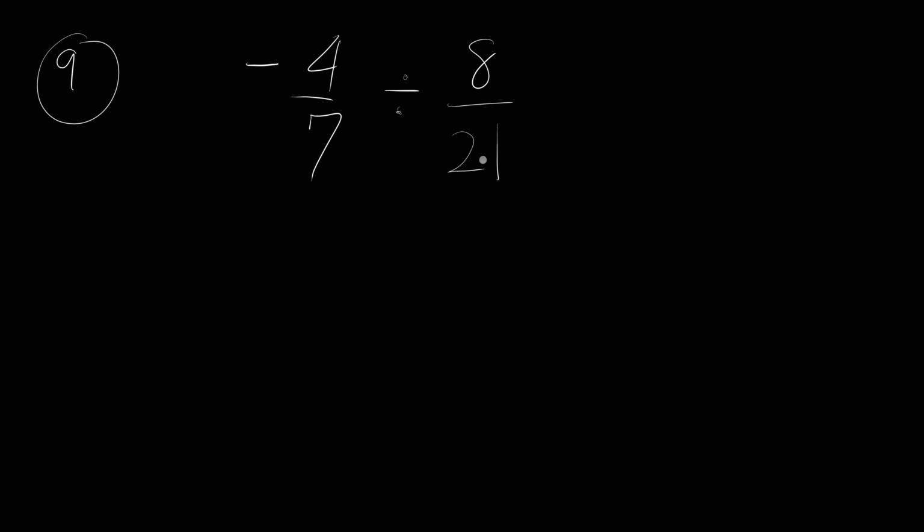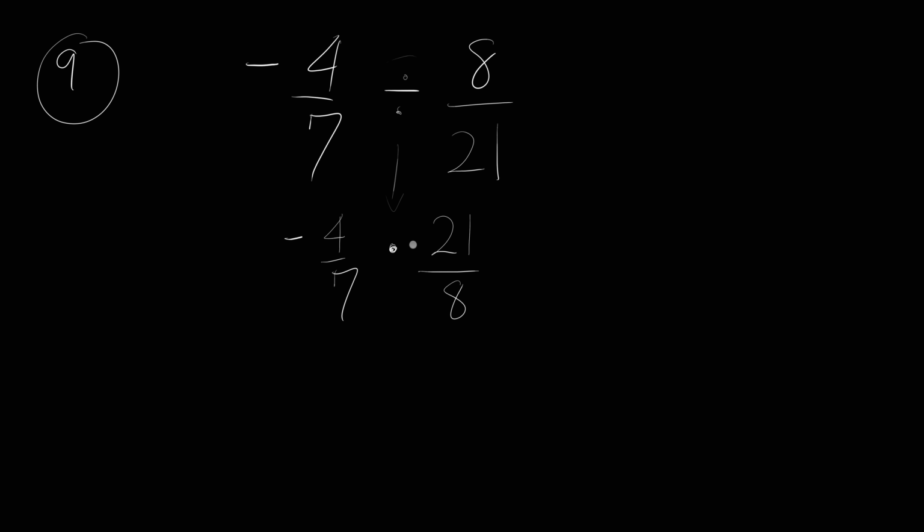Okay, in problem number 9, we have negative 4/7 divided by 8 over 21. So whenever we're doing this division, I have to change this division symbol into a multiplication statement. I gotta make this a dot. But how are we going to do that? You keep the first fraction, and this one we were supposed to flip this over, so it's going to be 21 over 8. And from here you do your reduction.